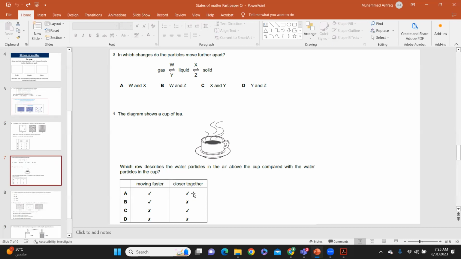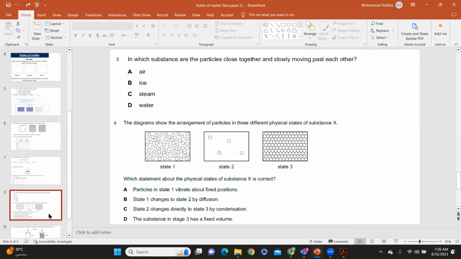This is the pattern, this is the technique of how they ask you questions. So please, my dear students, prepare yourself according to the needs of the question paper, not just read and learn. Look at how I am explaining and describing things. Now, the next one, questions number 5 and 6.